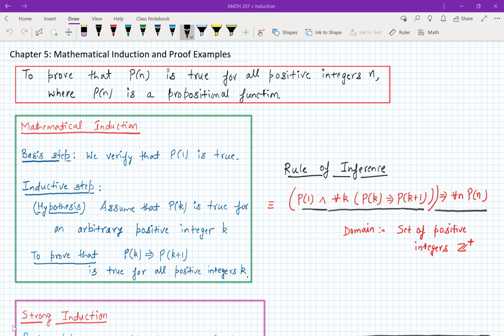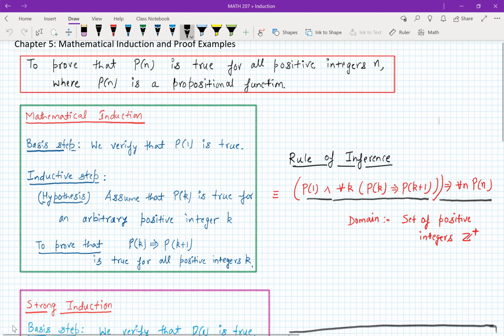In terms of a simple rule of inference, we can say that my premises are P of 1 is true, and for all k, P of k implies P of k plus 1. If that also becomes true from your inductive step, then we can conclude that the statement is true for every positive integer n.